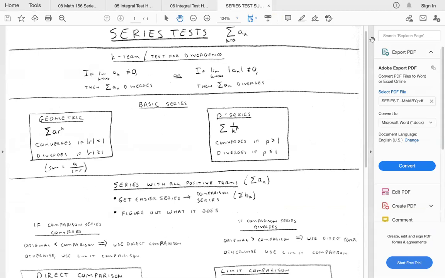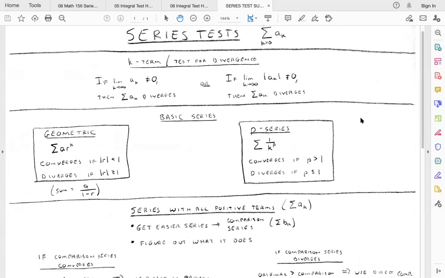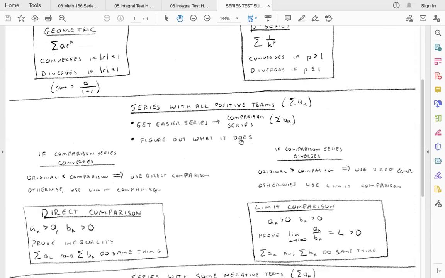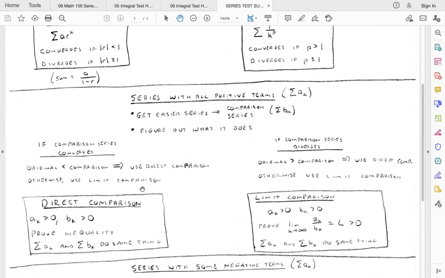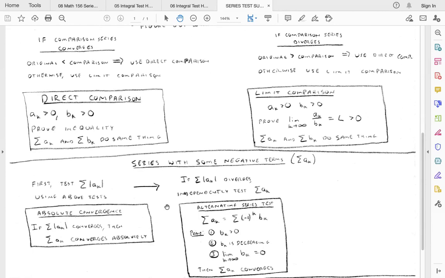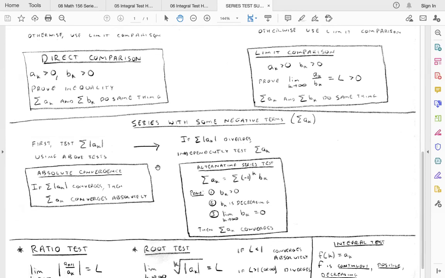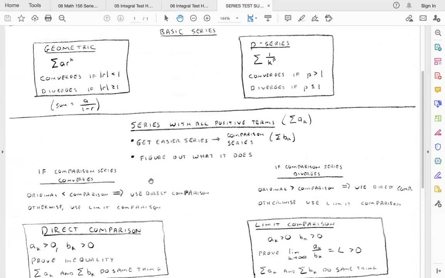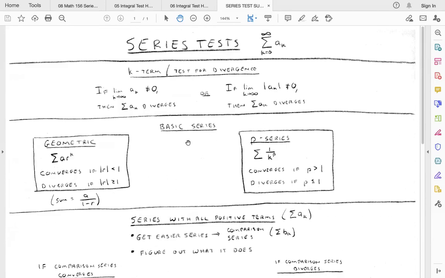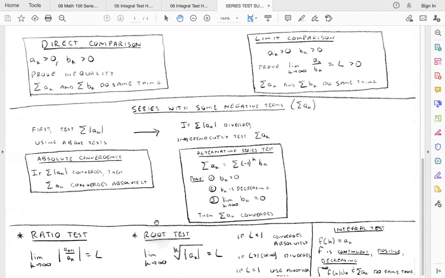Okay, so we've now covered almost all of the series tests. We've got the k-term test for divergence, the basic series, geometric and P series, the series with all positive terms, series with some negative terms. And so we talked last week about how you basically start here and kind of go backward through this if it's alternating, or you might start here if it's already positive, or if it's already a basic series, you start here. So the majority of the series we're going to do are above this line. Well, okay, then tomorrow we're going to look at what happens when we use the ratio root test and how do we know to do that. And we'll talk about that.